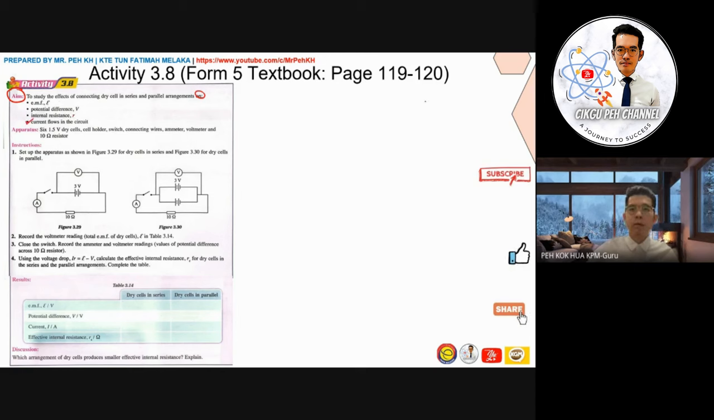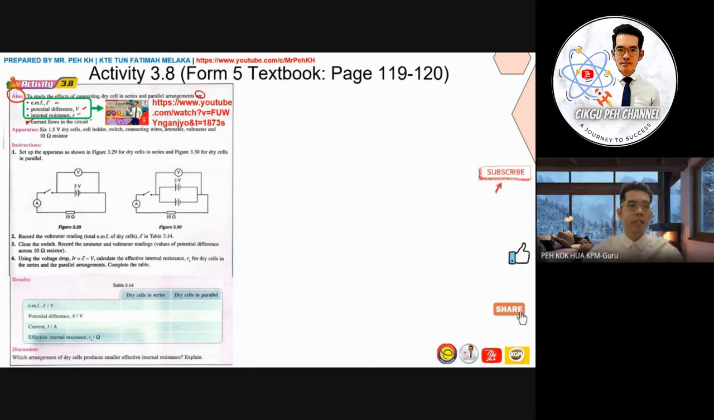Actually, this is one of the experiments at your textbook page 119 to 120. This is not a compulsory experiment, but this experiment, which is activity 3.8, will let you understand more about problem solving involving dry cells connected in series and parallel, and how they may affect your E.M.F, potential difference, and internal resistance, together with current flow.